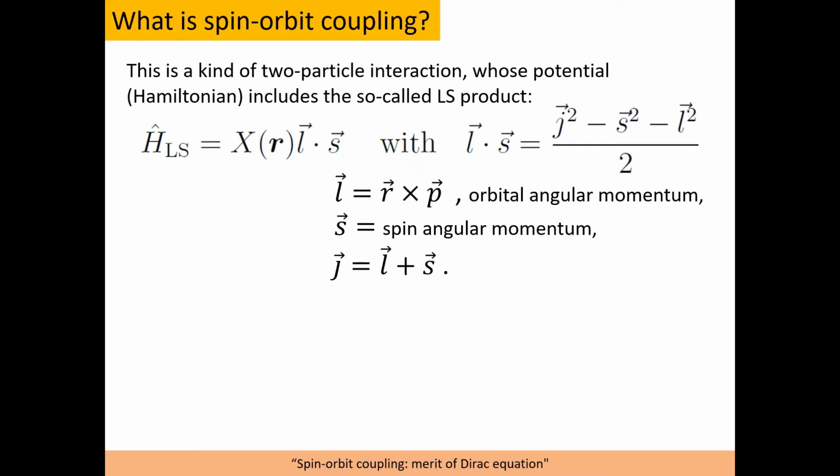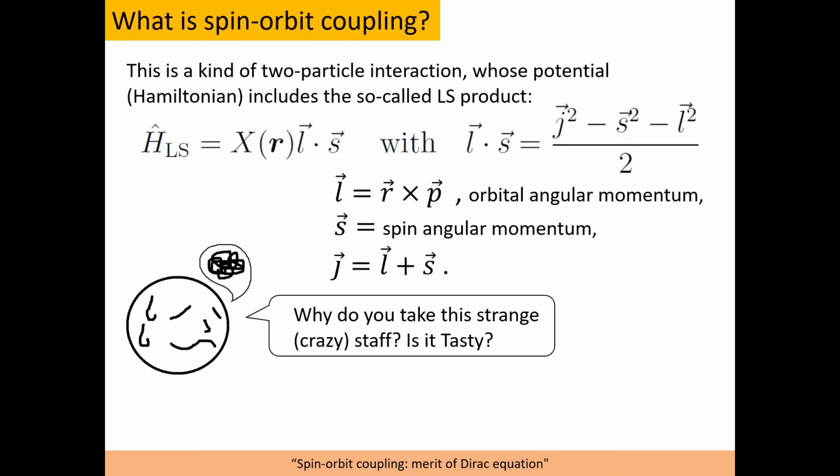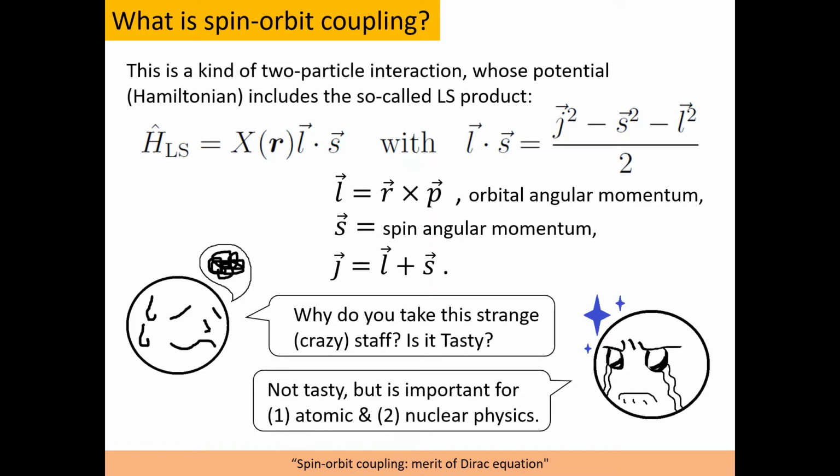Here L means orbital angular momentum, s is the spin angular momentum, and j is the so-called coupled angular momentum. Okay, so first you may ask why do you take this strange or crazy stuff? Is it tasty? Indeed, this potential looks a little bit complicated, and if possible, one would want to avoid fighting with this crazy term. However, fortunately or unfortunately, first, it's not tasty, but it is important for atomic and nuclear physics.